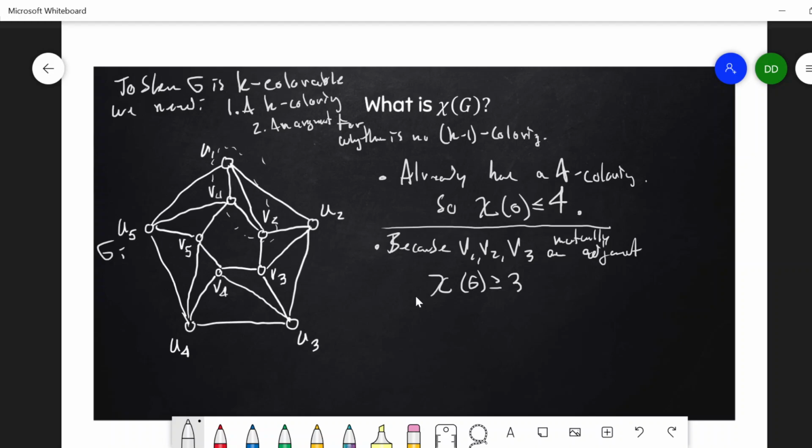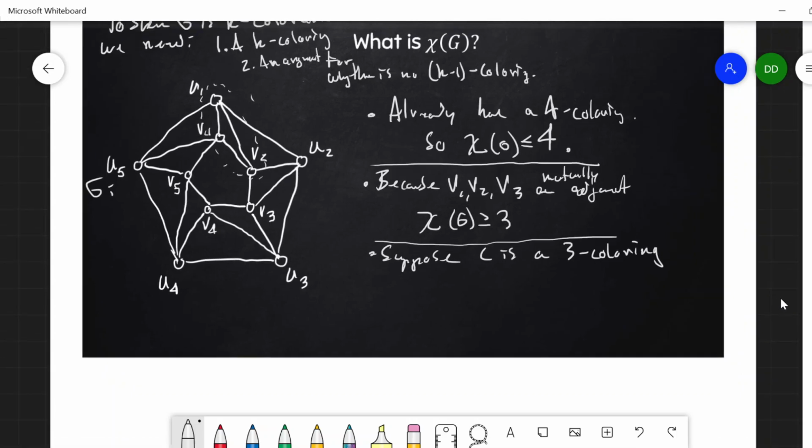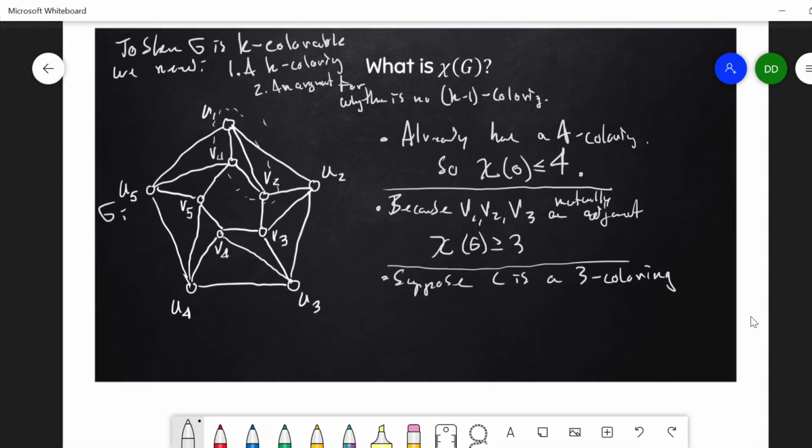All right, so we have that it's at least 3. What I want to go for now is 3. So suppose C is a 3 coloring of G. Since these 3 vertices have to be colored differently, I have to use, let's just color them right now, 1, 2, and 3. Let's color those vertices now.